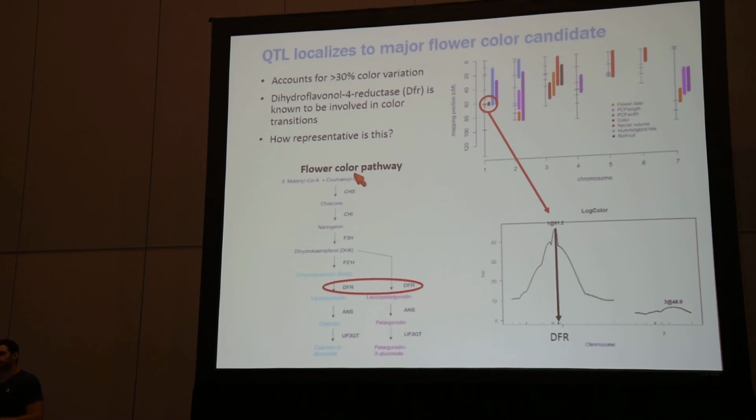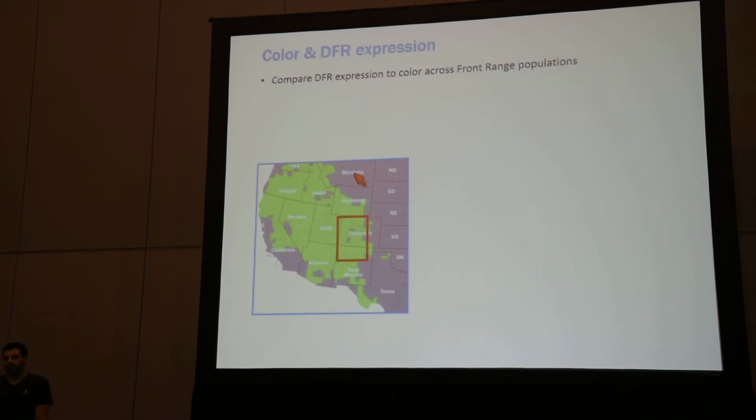But the question really is, how representative is this? We only sampled 4 grandparents, so it's possible that we just got lucky to sample one with a polymorphism in this particular gene. So to answer that question, they revisited populations in the Front Range, harvested flower tissue, first scored flower color, and then harvested flower tissue and scored gene expression at DFR.